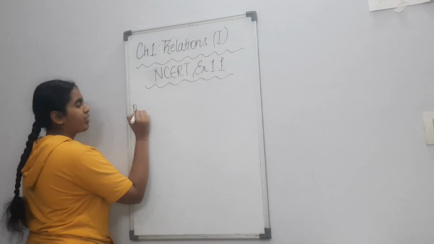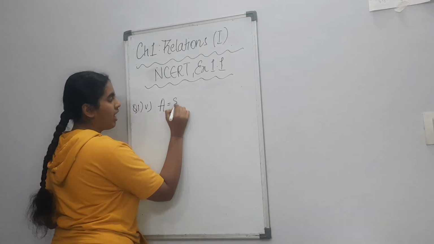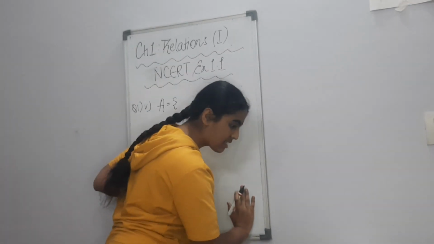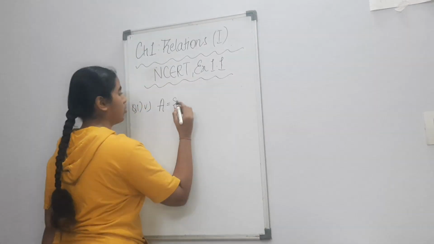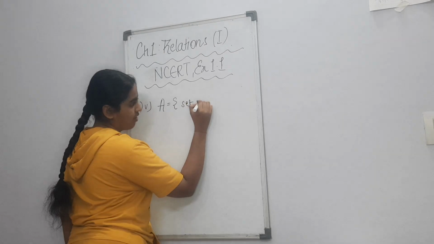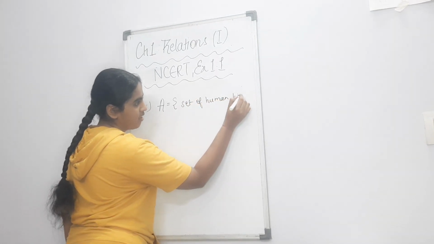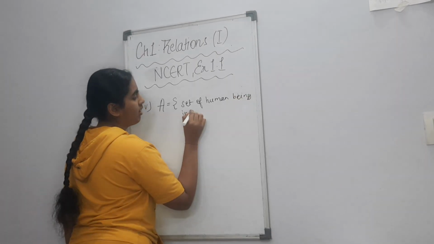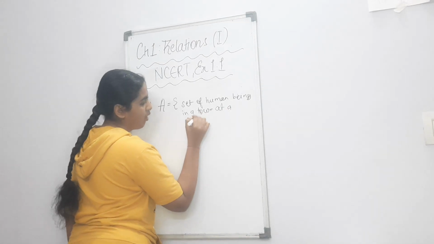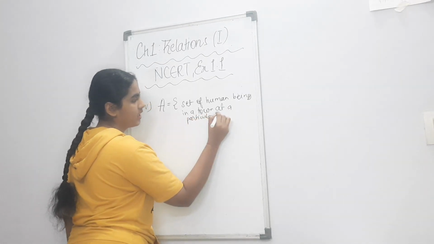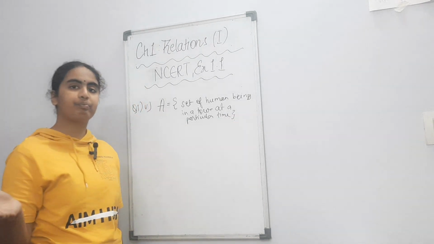So, the question 1, fifth part, the A or our set has been defined as the set of human beings in a town at a given particular time. So let us just write that. Set of human beings in a town at a particular time. That is our set or our domain.